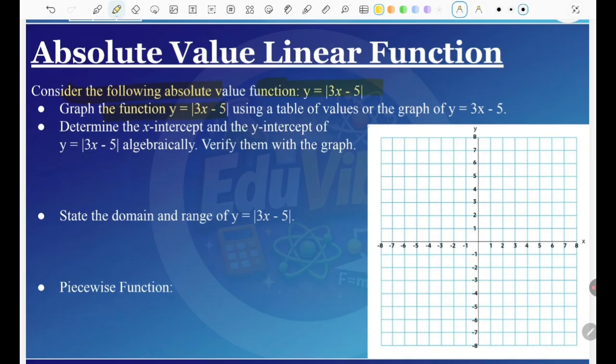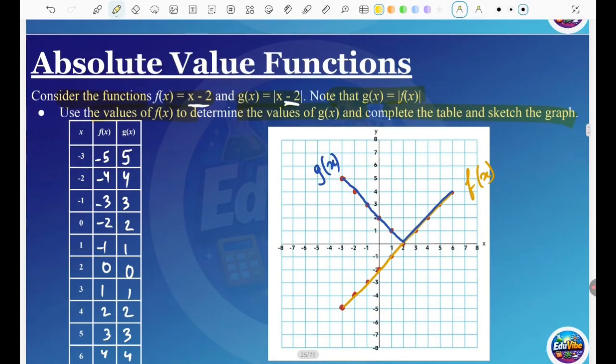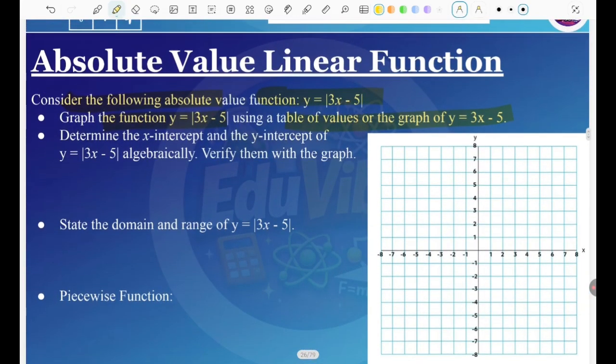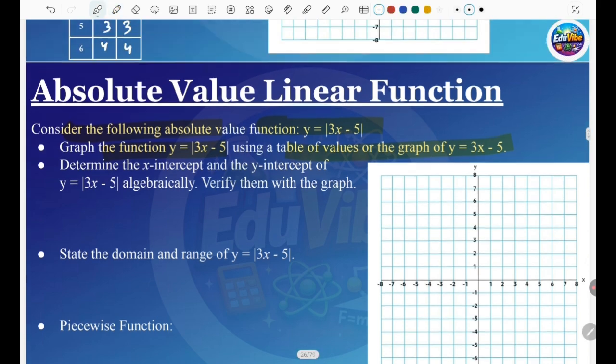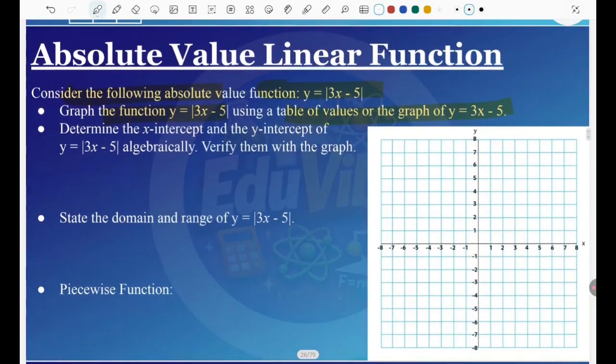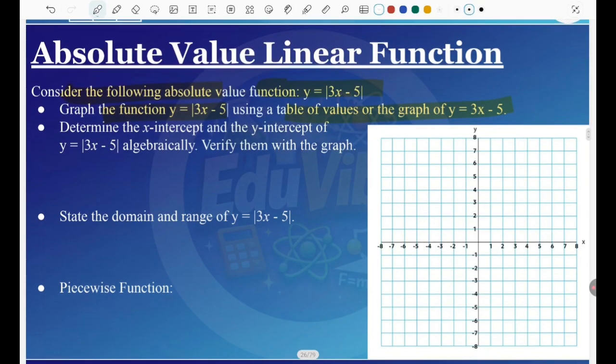Graph this function and use a table of values. So y is equal to 3x minus 5 is our original function, and the absolute value of 3x minus 5 is our another function. You have to make table of values again for these two. I will make it on my own. If you want to make tables, you can make a table of fx and gx, put the x values and get the y values.